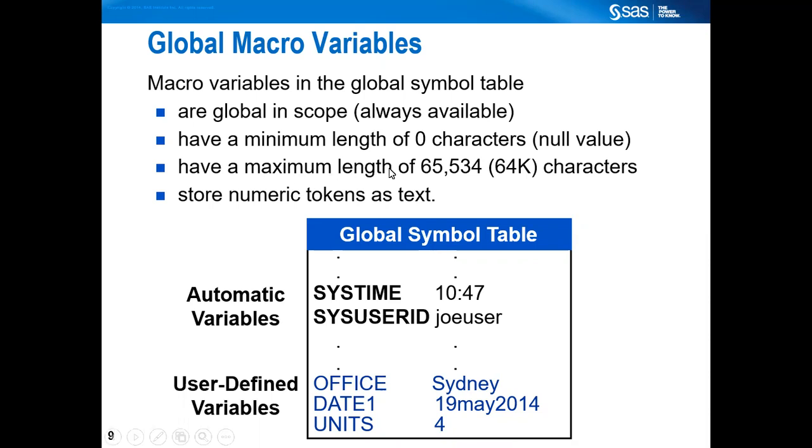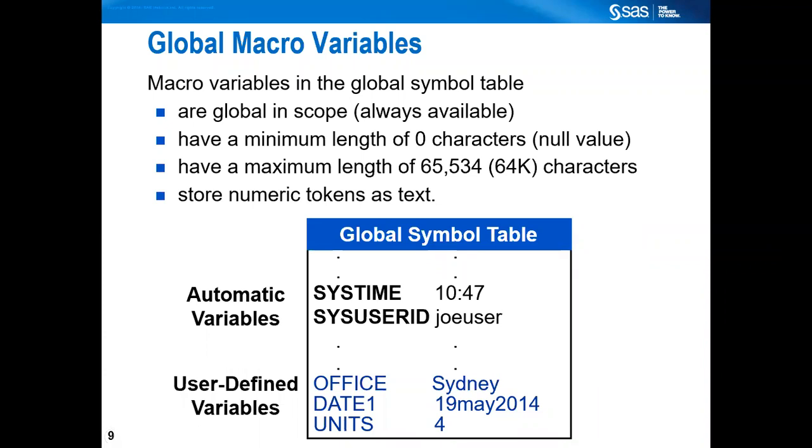It can have a maximum value of 65,534 characters, which is 64K. Numeric values are stored as text. Why? Because we know macro is a text processing facility. So even if the values are numeric, such as time or date, they are still going to be saved as text.